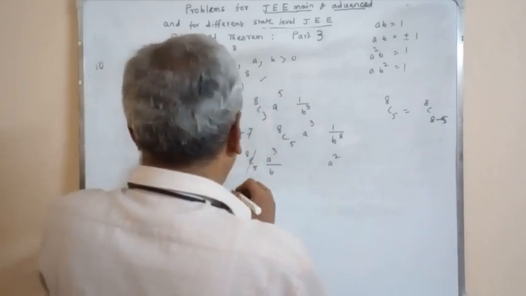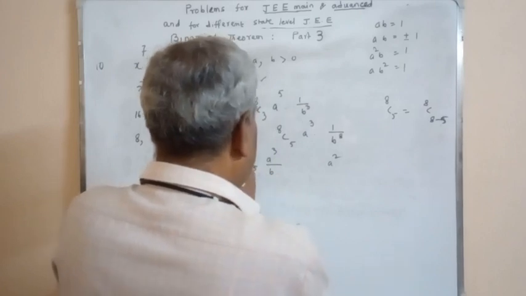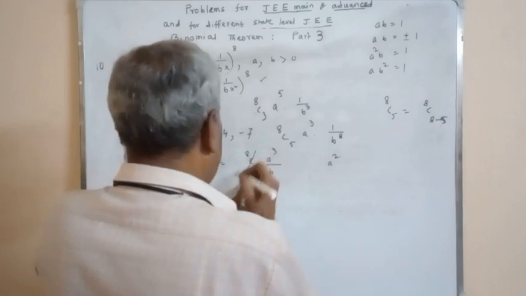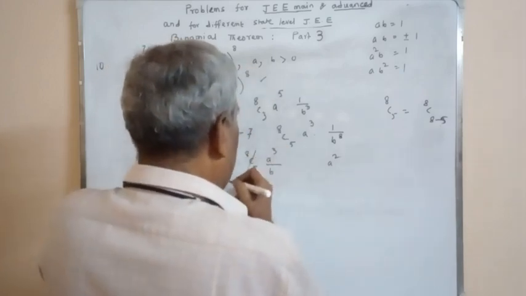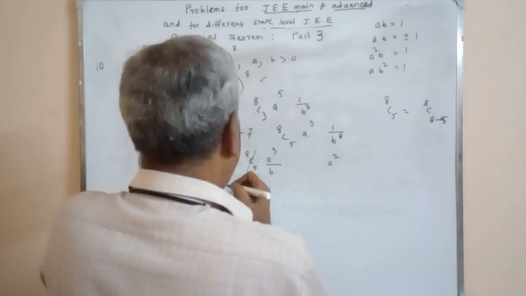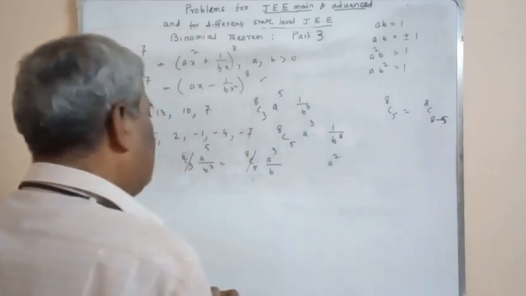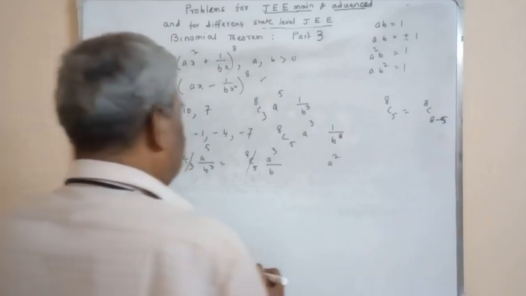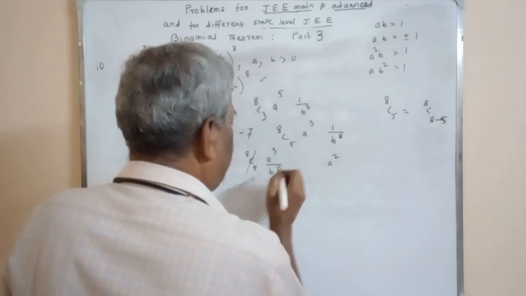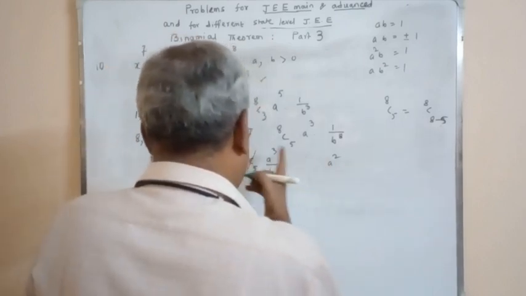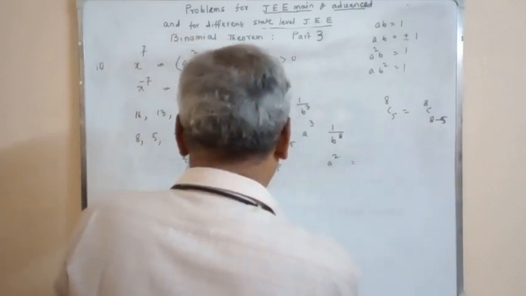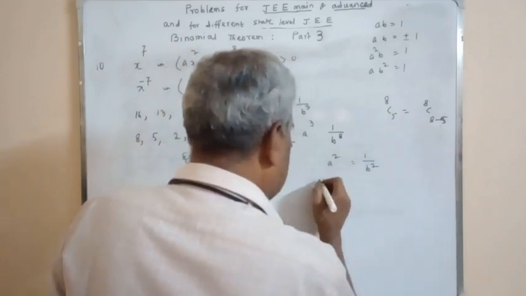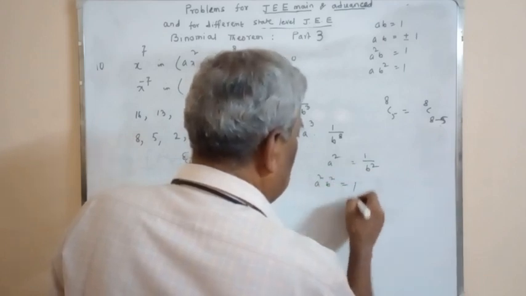it is the 1, 2, 3, 4, 5, 6 term. That is 8C5, so a to the power 8 minus 5, that is 3, into 1 by b to the power 5. Okay, so we get a square is equal to 1 by b square. So a square b square is equal to 1.